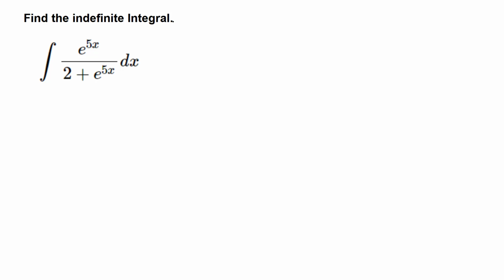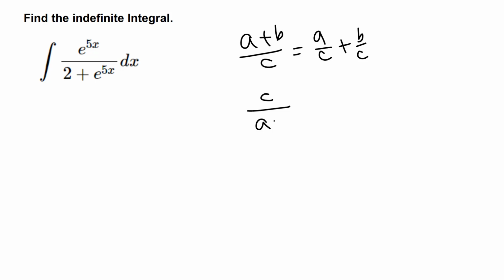Find the indefinite integral. So we've got the integral of a fraction dx. We can't separate this fraction and get rid of it. There is no rule because we have two terms on the bottom. If we have something like a plus b over c, then we write a over c plus b over c. But if we have, let's say, c over a plus b, we can't do anything.